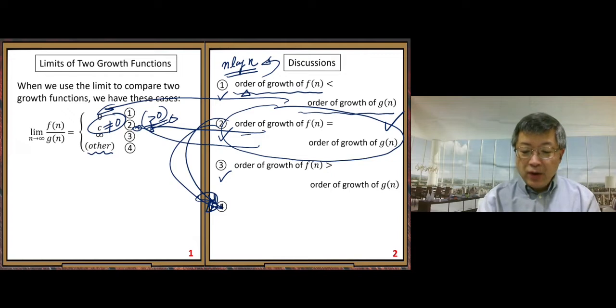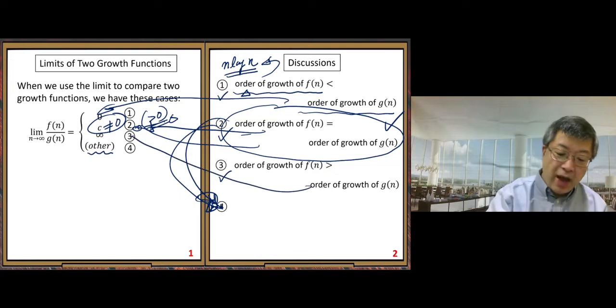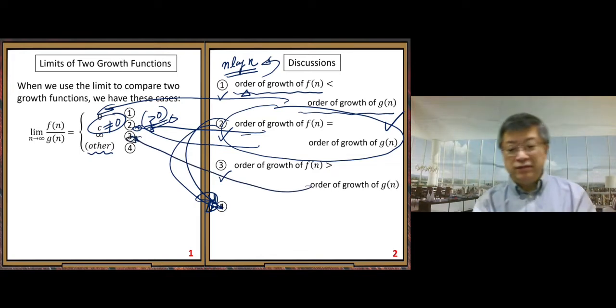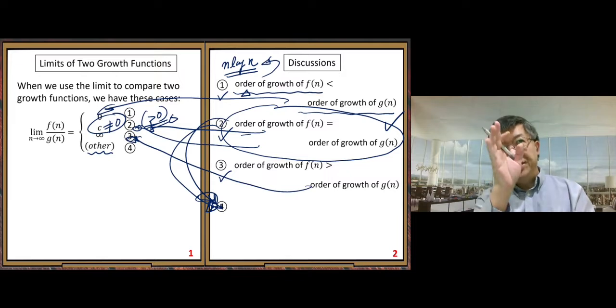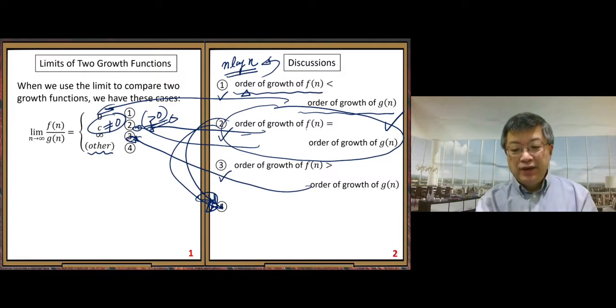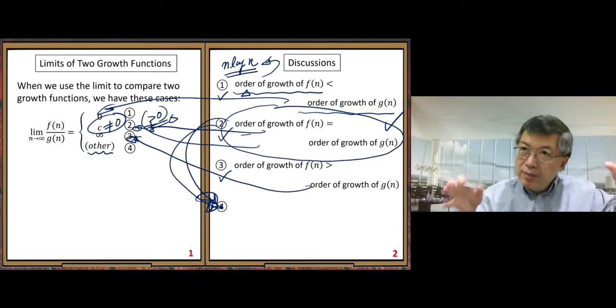Case 3, the order of growth of the numerator is greater than that of the denominator, we must have the infinity case. Only for case 2, same order of growth, there are two possibilities.